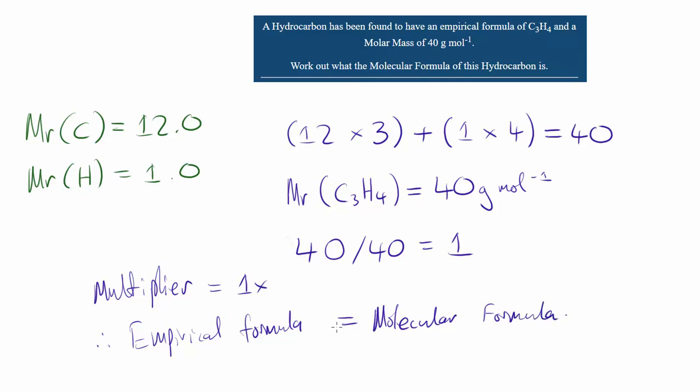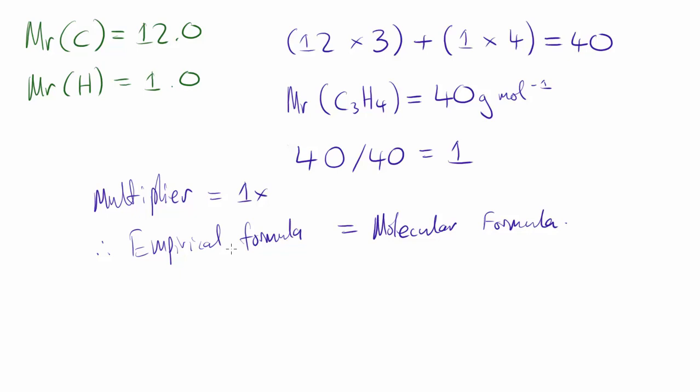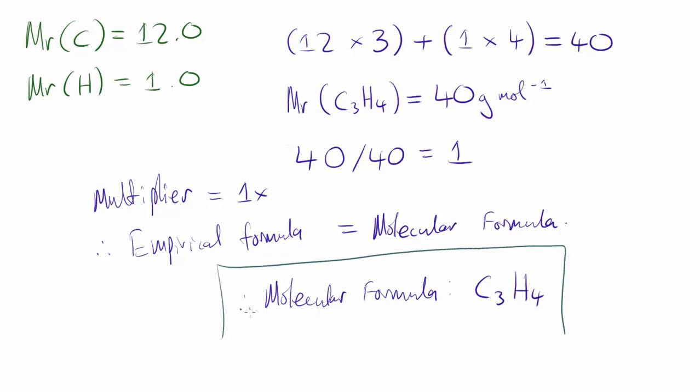Right? So what does that mean? All that means is simply that the molecular formula is what we've been told is the empirical formula, simply because the multiplier is 1x, right? So therefore the molecular formula is C₃H₄. Okay, so in this case, because of that 1x multiplier, the molecular formula is actually the same as our empirical formula.